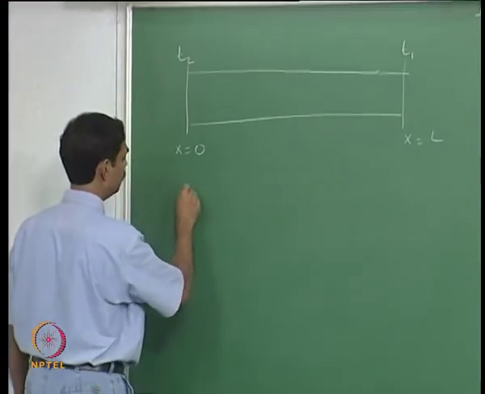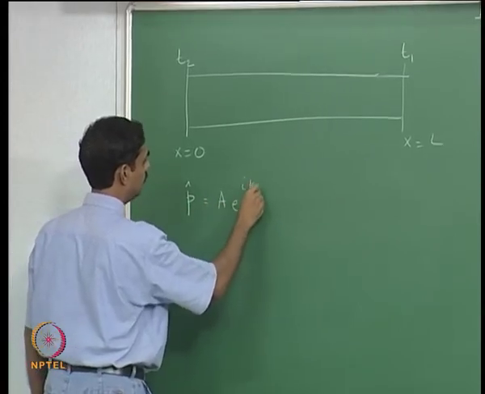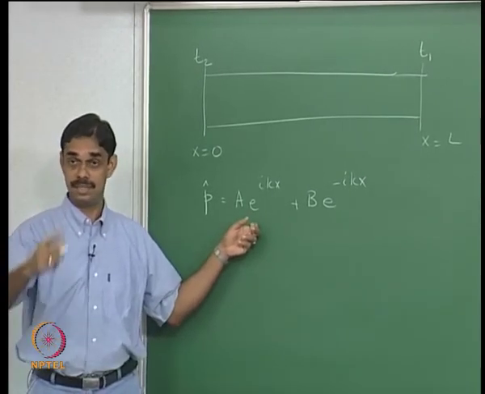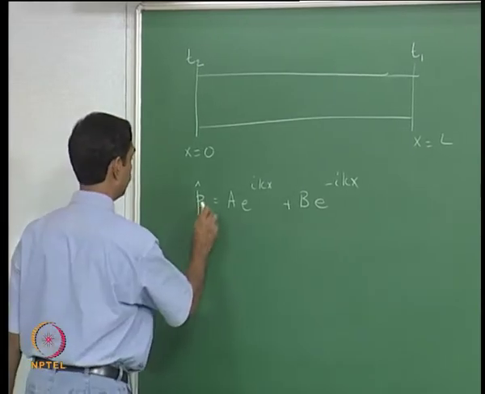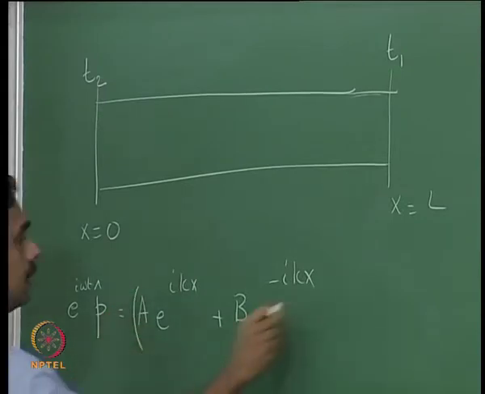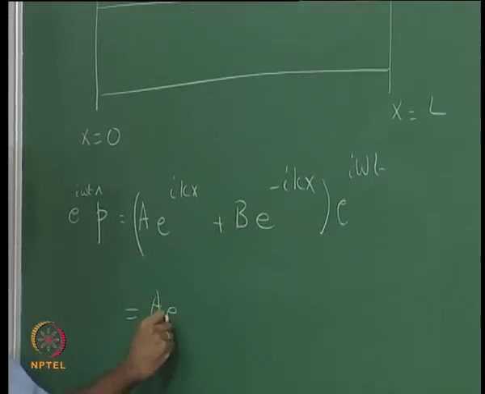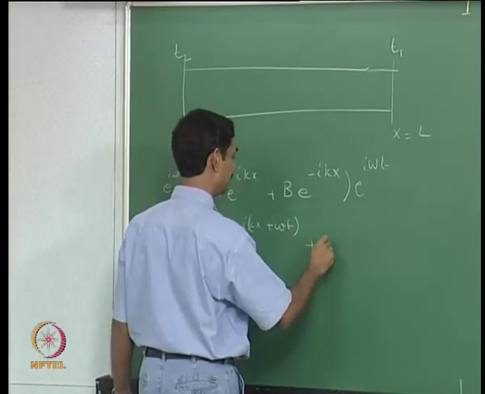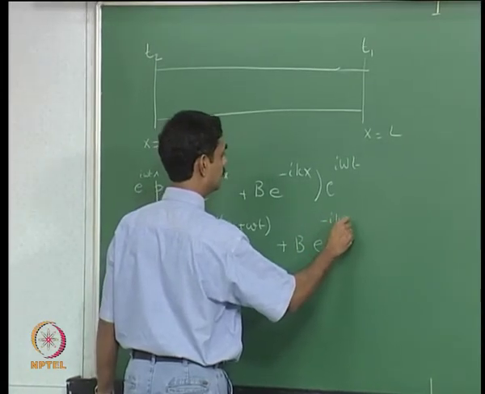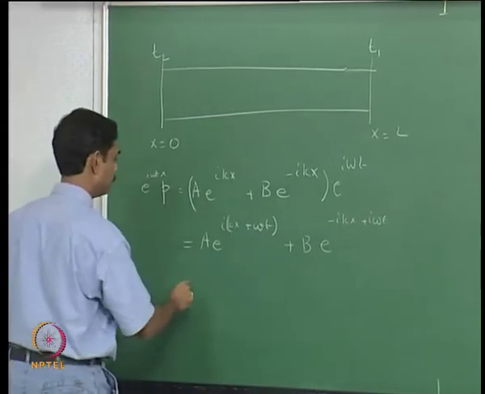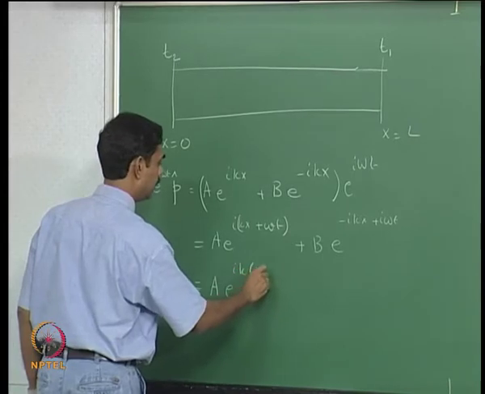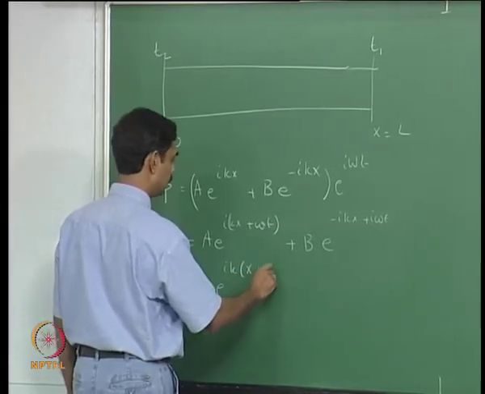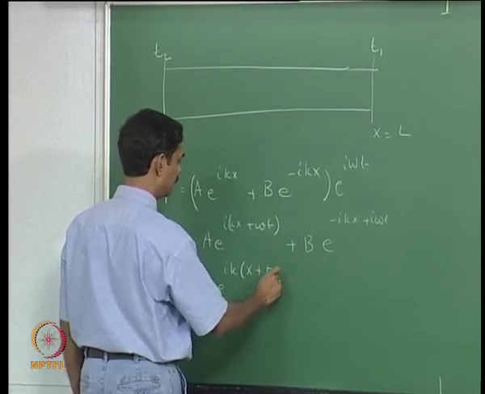solution is v hat, p hat equal to a e power ikx plus b e power minus ikx. So this is the left running wave, which is the one you are questioning, and this is the right running wave. If I multiply by e power i omega t on both sides, this will be a e power i k x plus omega t. Please correct me if there is an algebraic mistake, because the signs are crucial. Plus b e power minus ikx plus i omega t. So this can be written as a e power ik into x plus omega t over k, and k is omega over c, so this would be x plus ct.